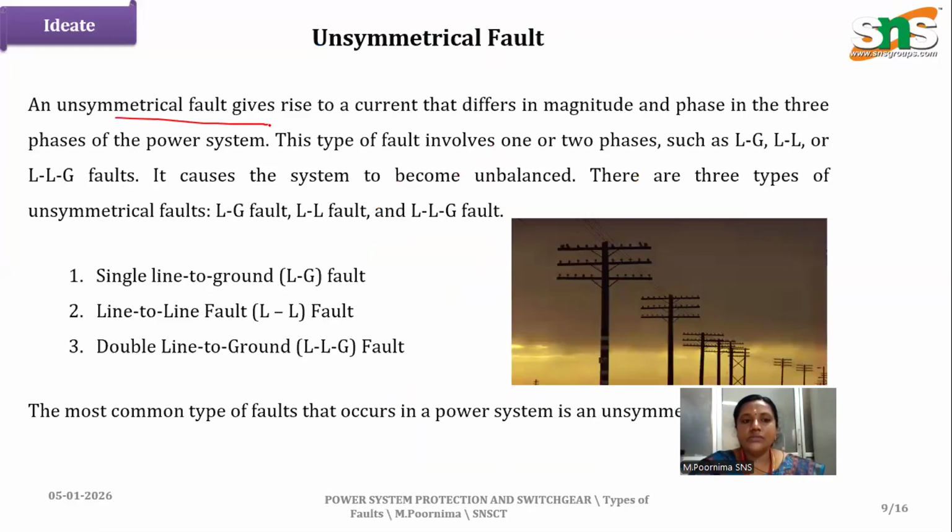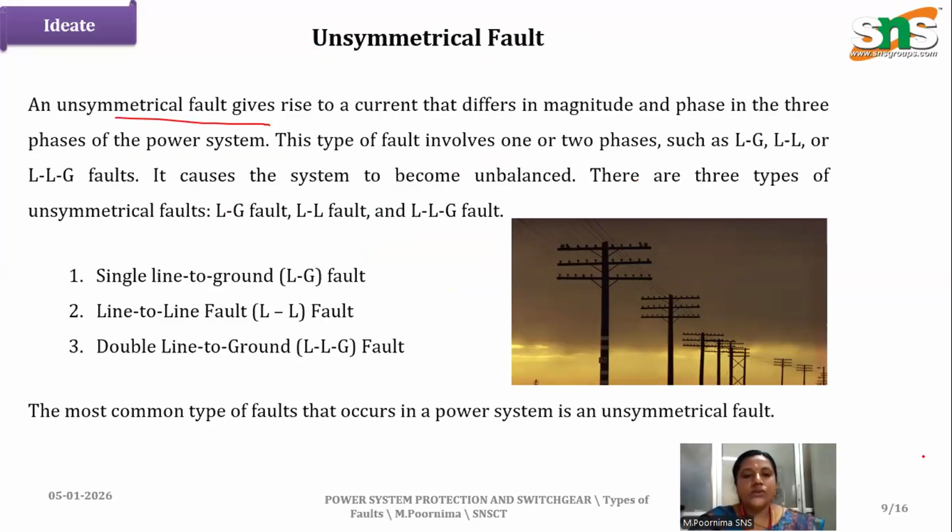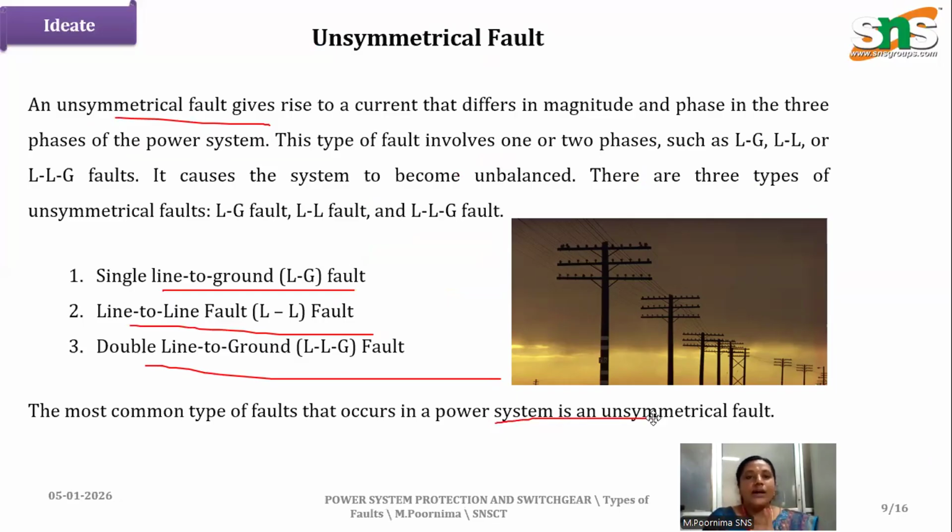Coming to the unsymmetrical fault, you can see the single line to ground fault, line to line fault, and double line to ground fault. The most common type of fault that occurs in a power system is an unsymmetrical fault, not a symmetrical fault. These three faults may occur in power systems.